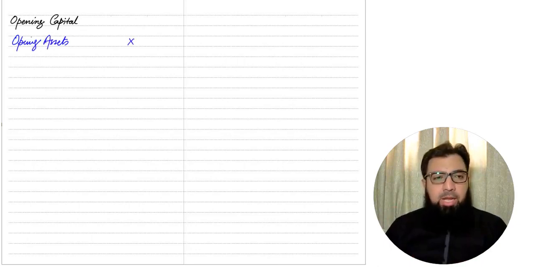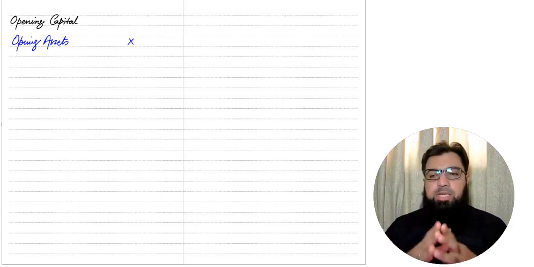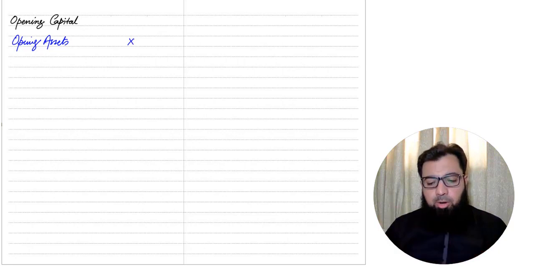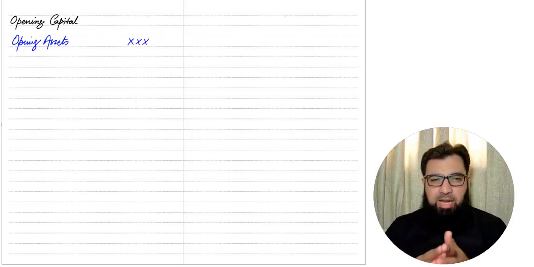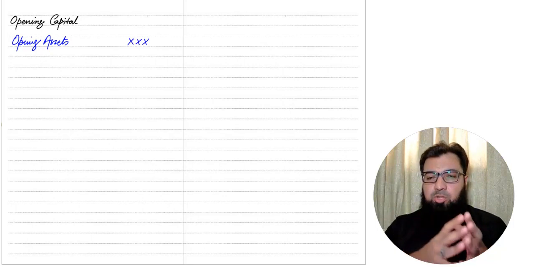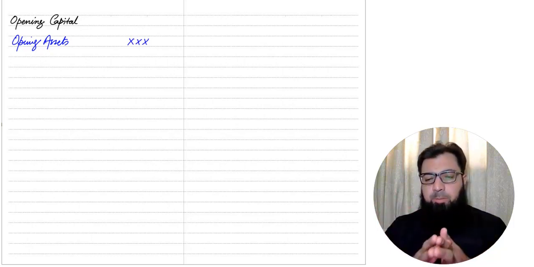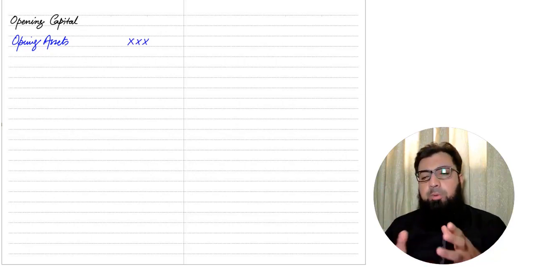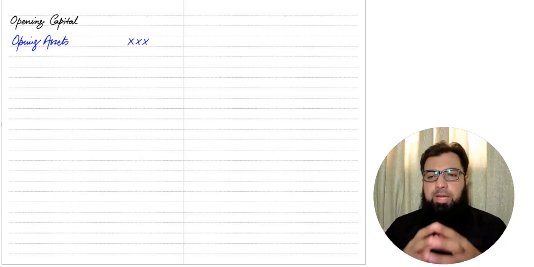We'll be writing opening assets, and there will be all sorts of assets, whether non-current assets or current assets. We'll be adding all of this up in order to calculate net assets. And if we have non-current assets, we need to write the net book value of non-current assets and not the original cost. If we are given the original cost and the accumulated depreciation, also known as provision for depreciation, we need to deduct the provision for depreciation figure from the cost figure in order to calculate the net book value figure.